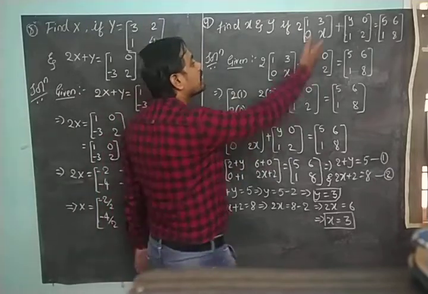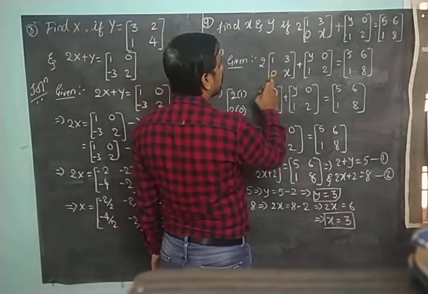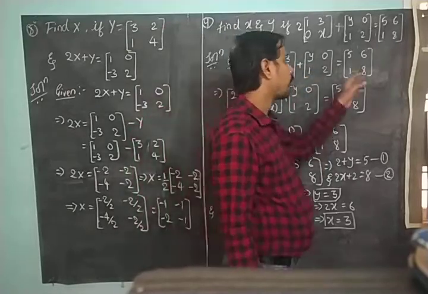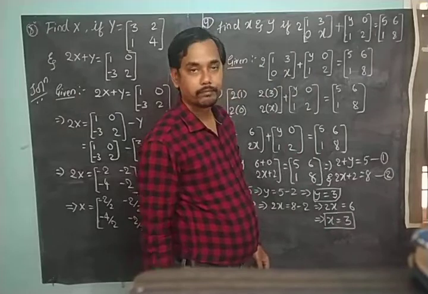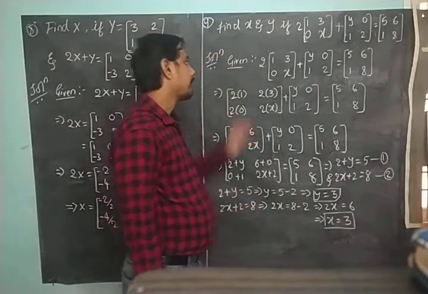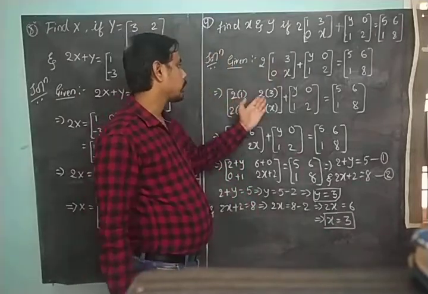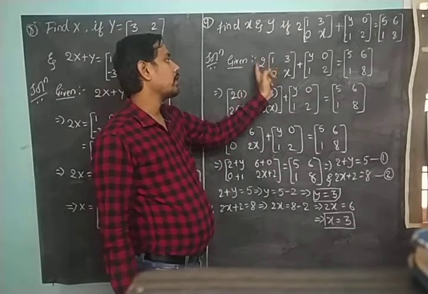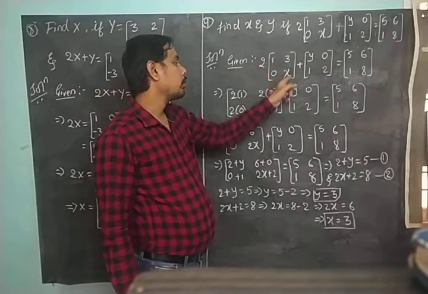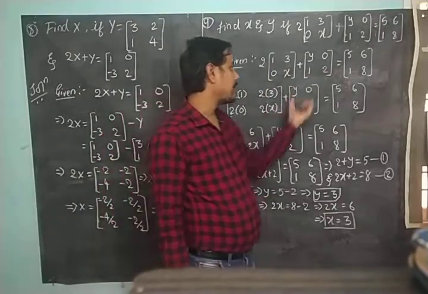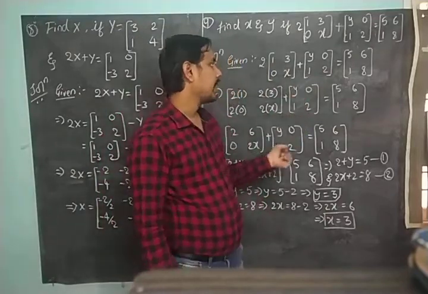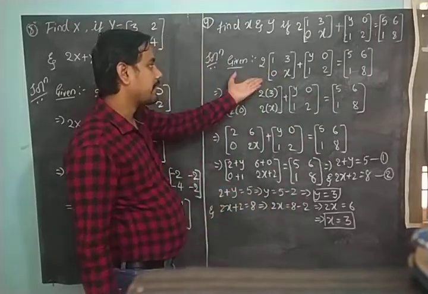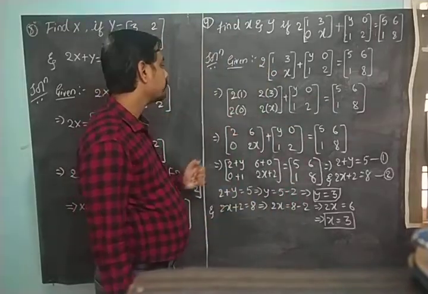Okay. What is the given equation? 2 into the matrix 1, 3, 0, x plus the matrix y, 0, 1, 2 will be equal to the matrix 5, 6, 1, 8. Fine. So if I multiply 2 inside, I will get 2 into 1, 2 into 3, 2 into 0, 2 into x, and y, 0, 1, 2 as it is, and here 5, 6, 1, 8 as it is. We have just simplified the first part of the LHS.